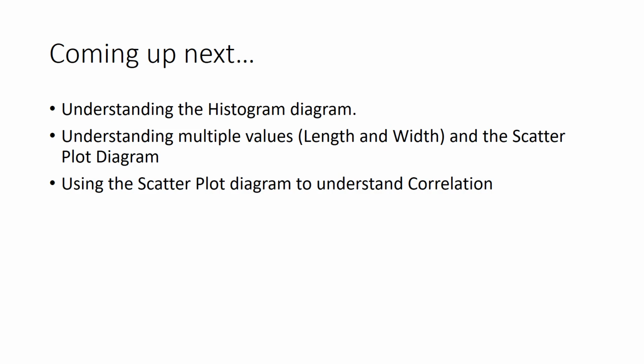And then understanding multiple values. Right now, we're only looking at the length of the potato. But to verify our hypothesis that potatoes get wider as they get longer, I'm going to need 2 sets of data. I'm going to need the length of the potatoes, and then I'm going to need the width of those potatoes. So we're going to use a scatter plot diagram to show both of those things at once. And then we're also going to use that scatter plot diagram to understand correlation, or how connected those 2 values are. Is it really true that as the potatoes get longer, they also get wider? We'll be able to understand that numerically with the correlation.